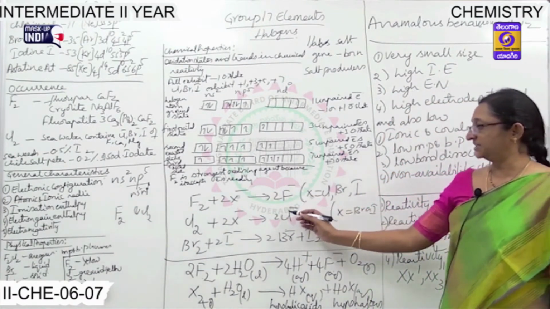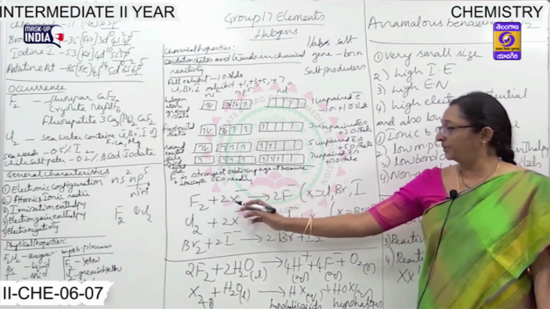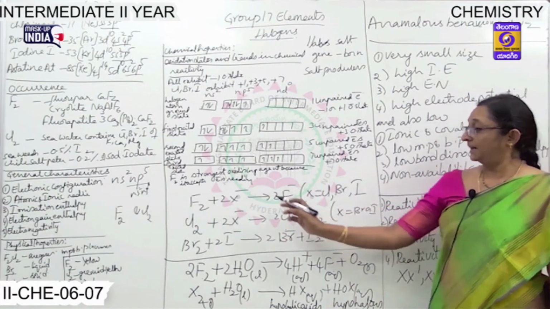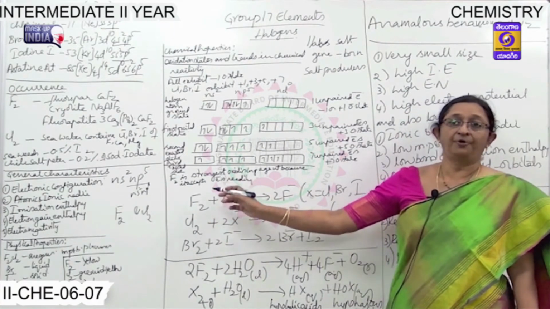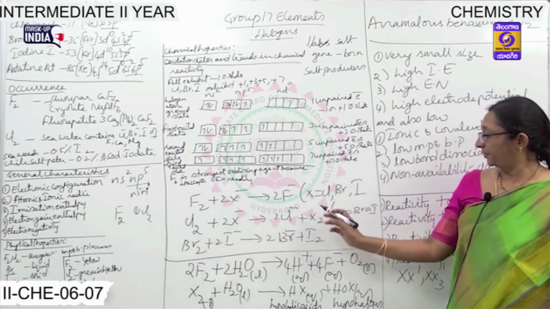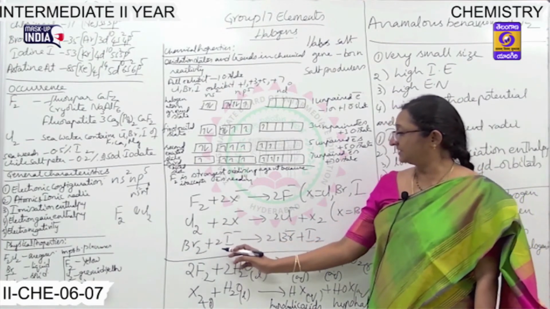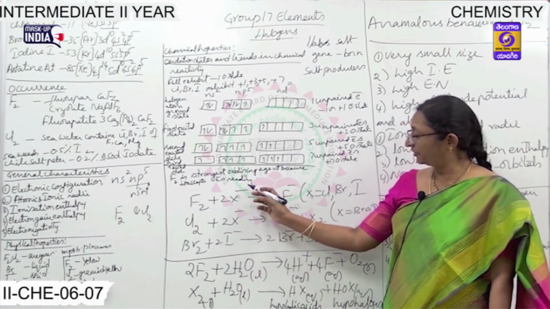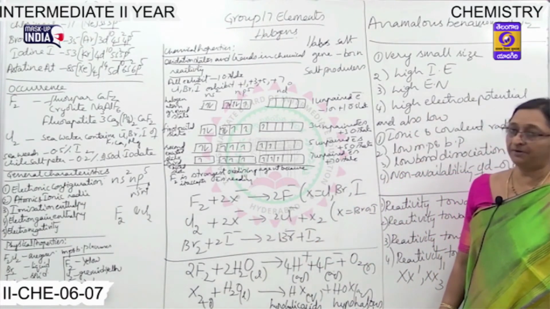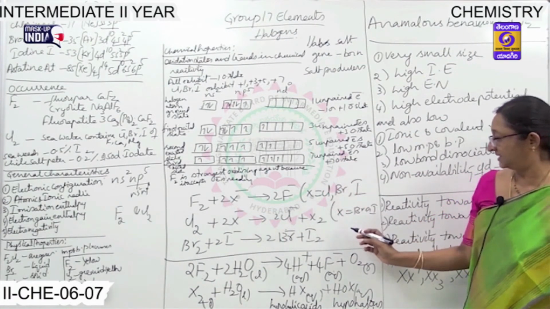Now look at these reactions. Fluorine can oxidize chloride to chlorine, bromide to bromine, and iodide to iodine. But chlorine cannot oxidize fluoride to fluorine. It can oxidize bromide to bromine, iodide to iodine. Similarly, bromine cannot oxidize chloride or fluoride. It can oxidize only iodide. So like this oxidizing nature also decreases, and fluorine is the strongest oxidizing agent.